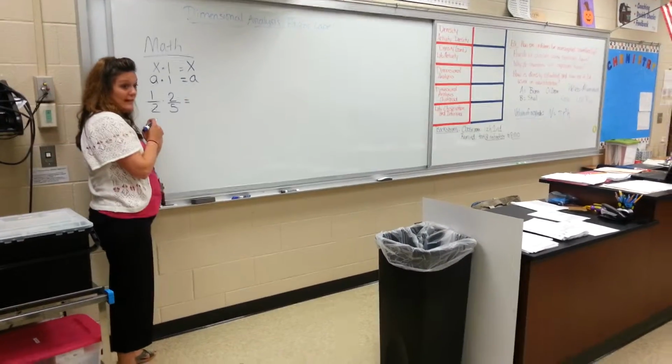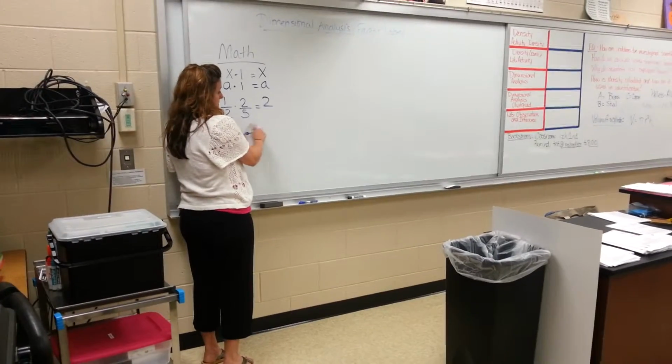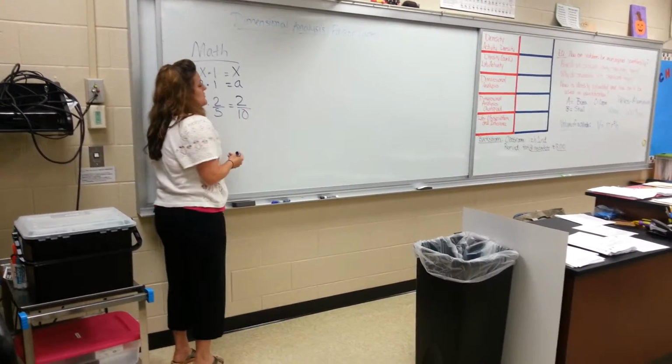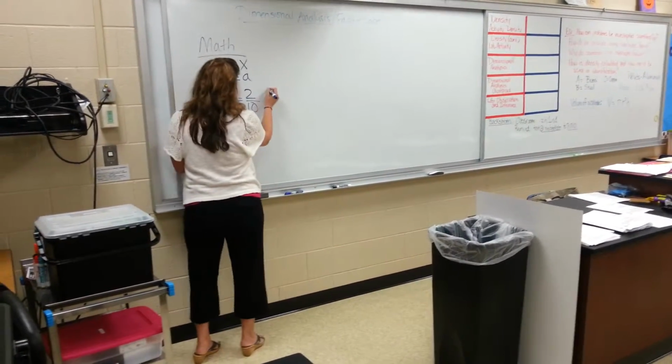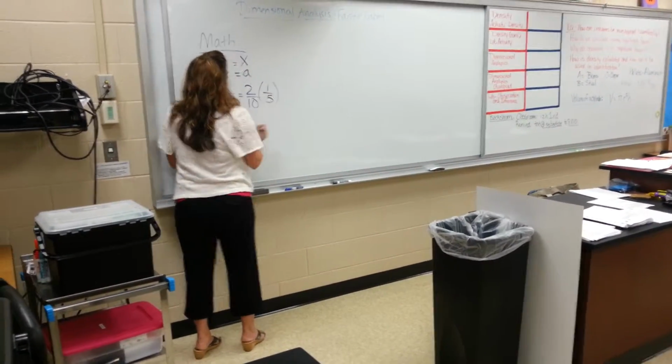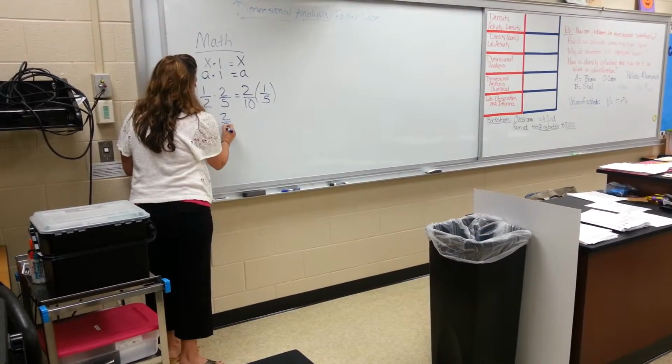Multiply across the top, correct? And we come up with what? 2. And we multiply across the bottom? 10. And then, of course, we're taught in math class to do what at the end? Simplify and reduce. Okay. So, what if, let's look at this again.